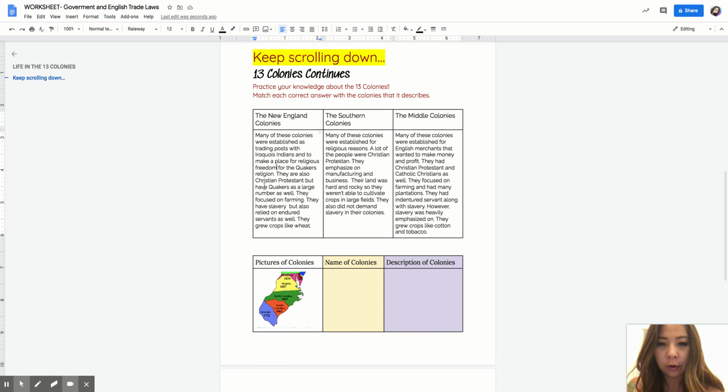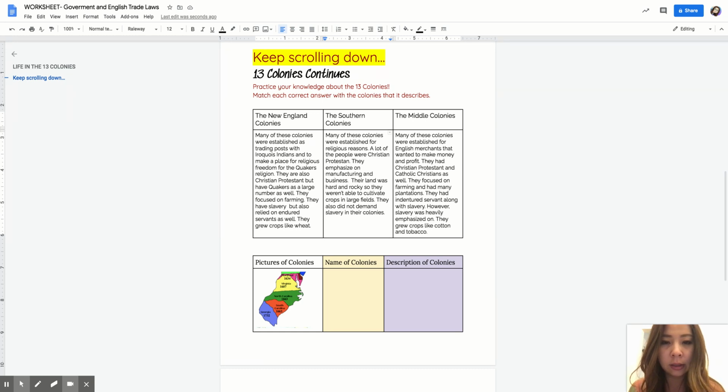They focus on farming. They have slavery, but also relied on indentured servants as well. They grew crops like wheat. Ooh, remember what colonies had wheat, right? Here's the next one. Many of these colonies were established for religious freedom or religious reasons. A lot of the people were Christian Protestant. They emphasized manufacturing and business. Their land was hard and rocky, so they weren't able to cultivate crops in large fields.